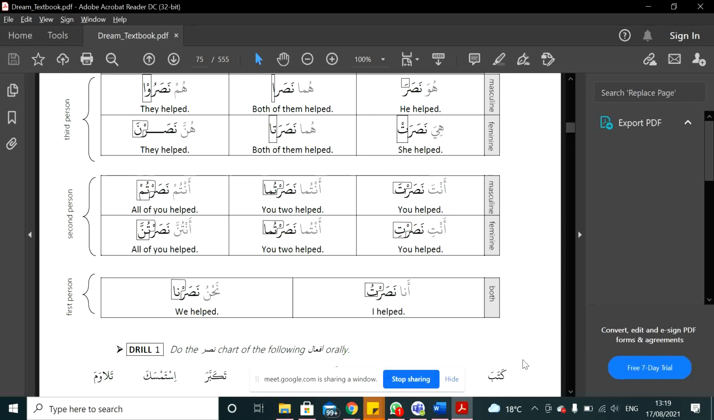Anta allamta. Antuma allamtuma. Antum allamtum. Anti allamti. Antuma allamtuma. Antunna allamtunna. Okay. Ana allamtu. Nahnu allamna. Good. Now, Sister Hodma, I want you to do aslama.